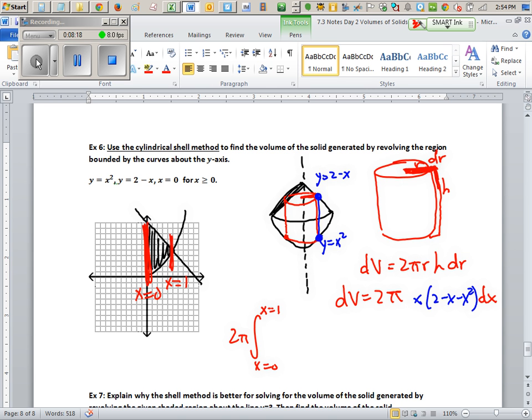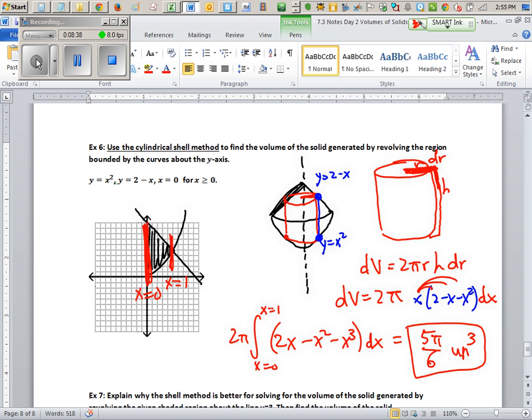So basically we're going to be integrating there's a 2x there, there's an x squared there, and there's an x cubed there. And this is a very simple integral as well. Obviously it's going to give you 5 pi over 6 again, cubic units. Then there's your shells method. Notice we didn't have to use 2 separate pieces to form the solid. We can do it in one if we use the shells method.